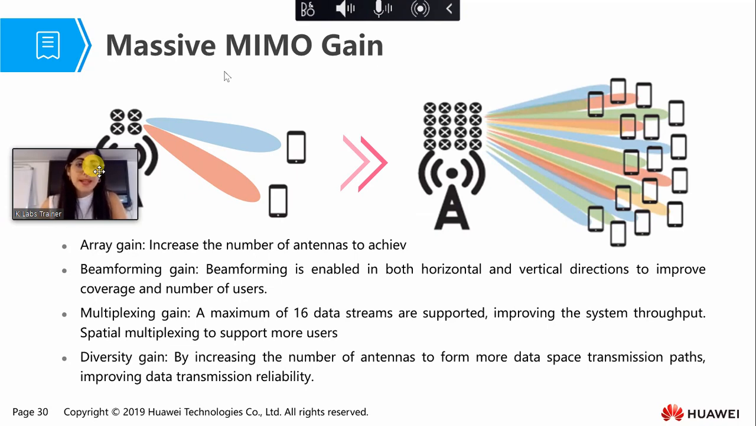So this is the gain of the massive MIMO. We can recap what we said. With array gain, we increase the number of antenna elements to increase the directivity, and increasing the directivity, also the gain is increased. Then we can accomplish beam forming, and the beamforming can be accomplished horizontally and vertically. So we improve the coverage and we increase the number of users that we can serve.